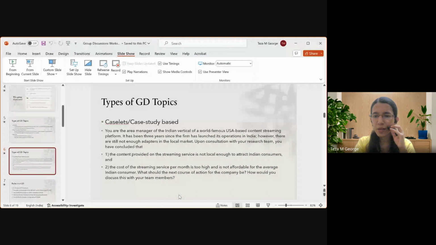Now, this is placing you within a specific context. And you are required to imagine yourself in this context and provide your inputs on how the problem specified here can be dealt with or can be resolved. Okay? So, when you are given such a topic, you need to make sure that you make a clear note of what the core issues here are. For example, if you need to address two issues, you need to be clear about what these issues are.